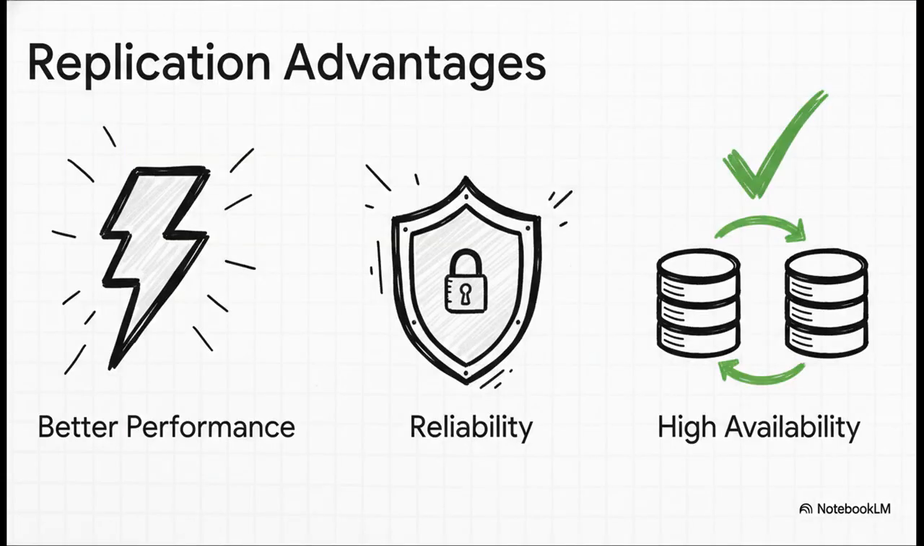And this setup gives us 3 huge wins. First, performance goes way up. Most websites have way more people reading content than writing it, so we can spread all those read requests across our fleet of slave databases. Second, reliability. If a meteor hits a server, no big deal. The data is safe on another copy. And finally, high availability. If one of those slave databases goes offline, we just stop sending it traffic. The site keeps on running.